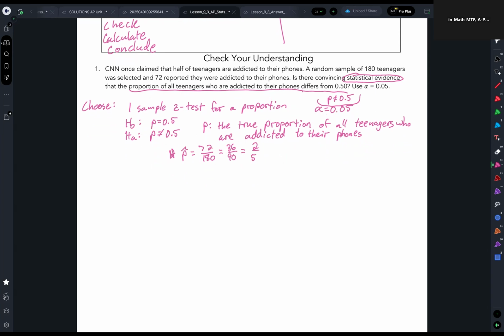All right, so there's my choose. Now moving on to my check. Checking, we always need to check for normality, randomness, and 10%. So random sample stated. Check. I can assume that 180 teenagers is less than 10% of all teens. Check. And you can write 10% condition there if you want.